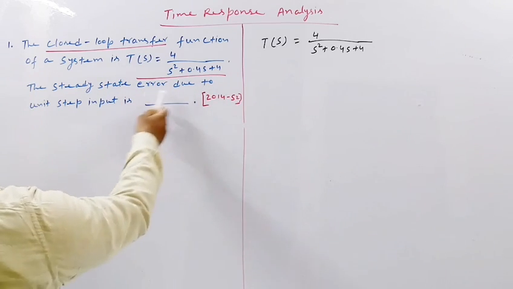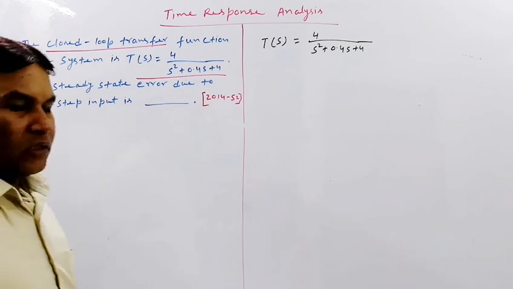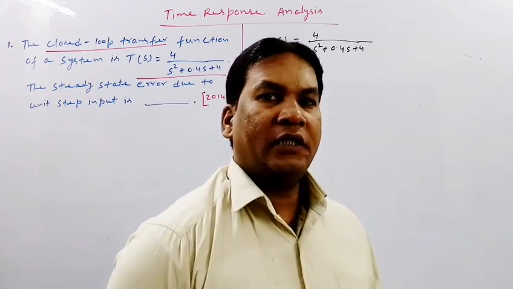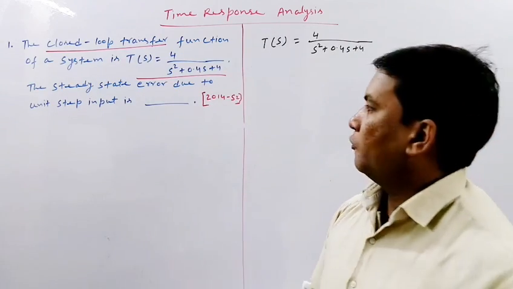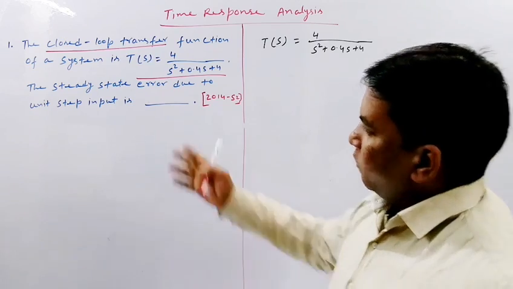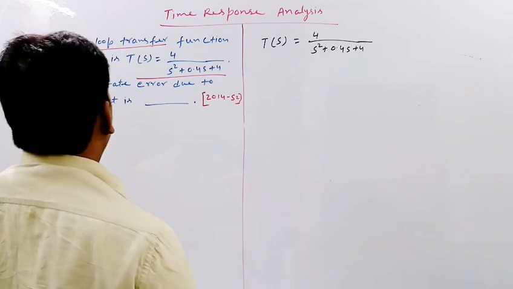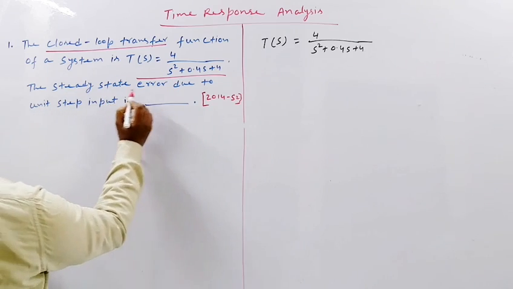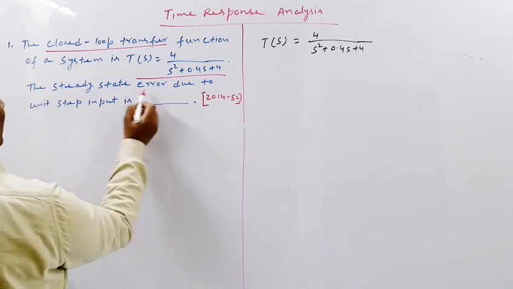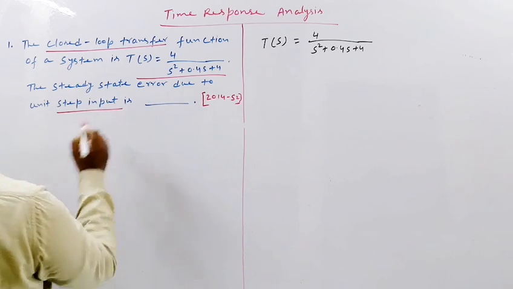The steady state error due to a step input. The question is asking about the steady state error due to a step input. So the input is a step input. Input R(t) is a step input.